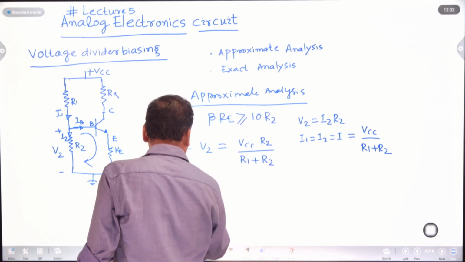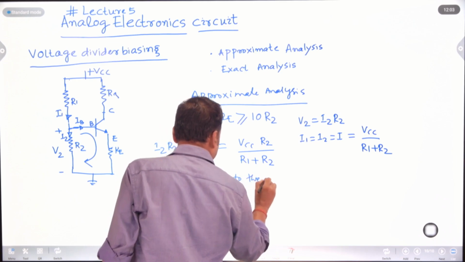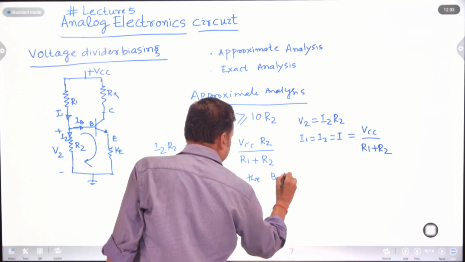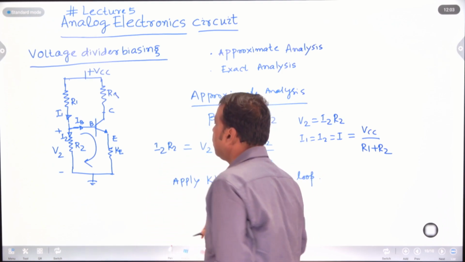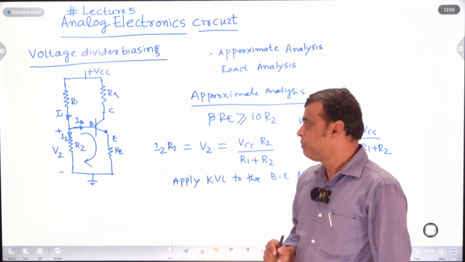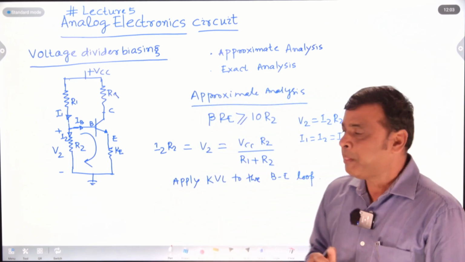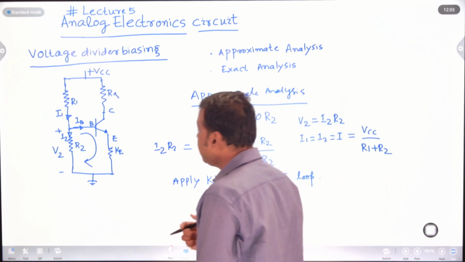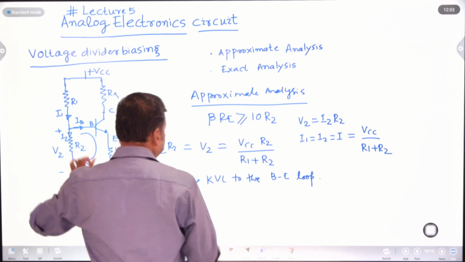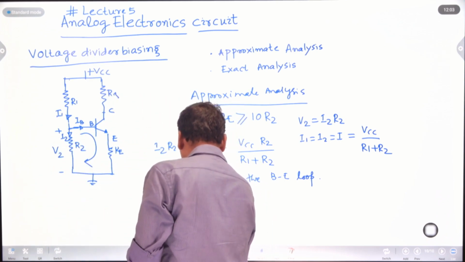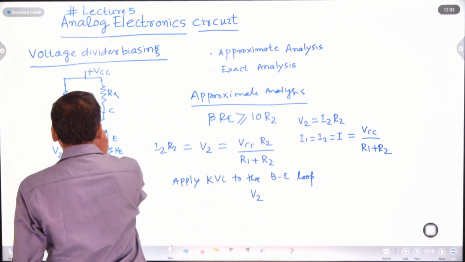Apply Kirchhoff's voltage law to the base emitter loop. If we apply KVL to the base emitter loop, what is my equation? Minus to plus is plus, plus to minus is minus. If there is a resistor, multiply with current. If there is a voltage, write it as it is. So this is your V2, minus to plus is your plus. Then here there is a plus to minus, so minus.